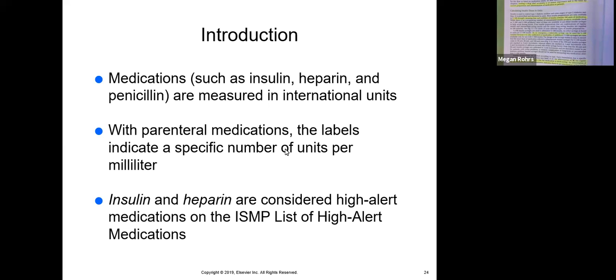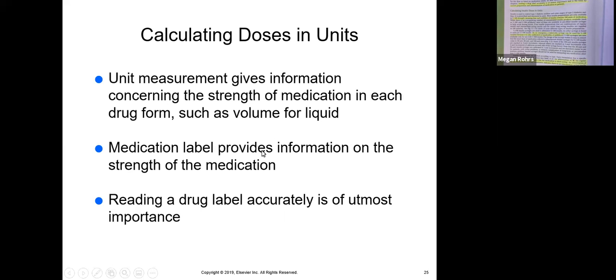We're going to take a look here at calculating some different doses with both insulin and heparin throughout this chapter. Just like I mentioned in chapter 10, always make sure that you're reading the label, not only when you're pulling the drug, making sure that you have the right drug, but also that the dose that you are conveying on the SIG is correct for the patient as well.